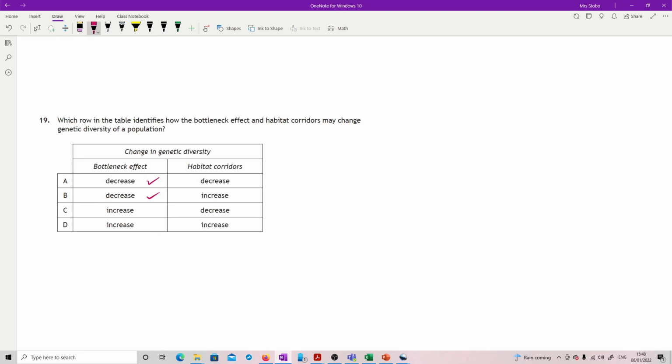A habitat corridor, on the other hand, is trying to increase the flow of different individuals' genetic material, so that should increase genetic diversity. So the correct answer is B. And that's all of the appropriate questions that are left in that paper.